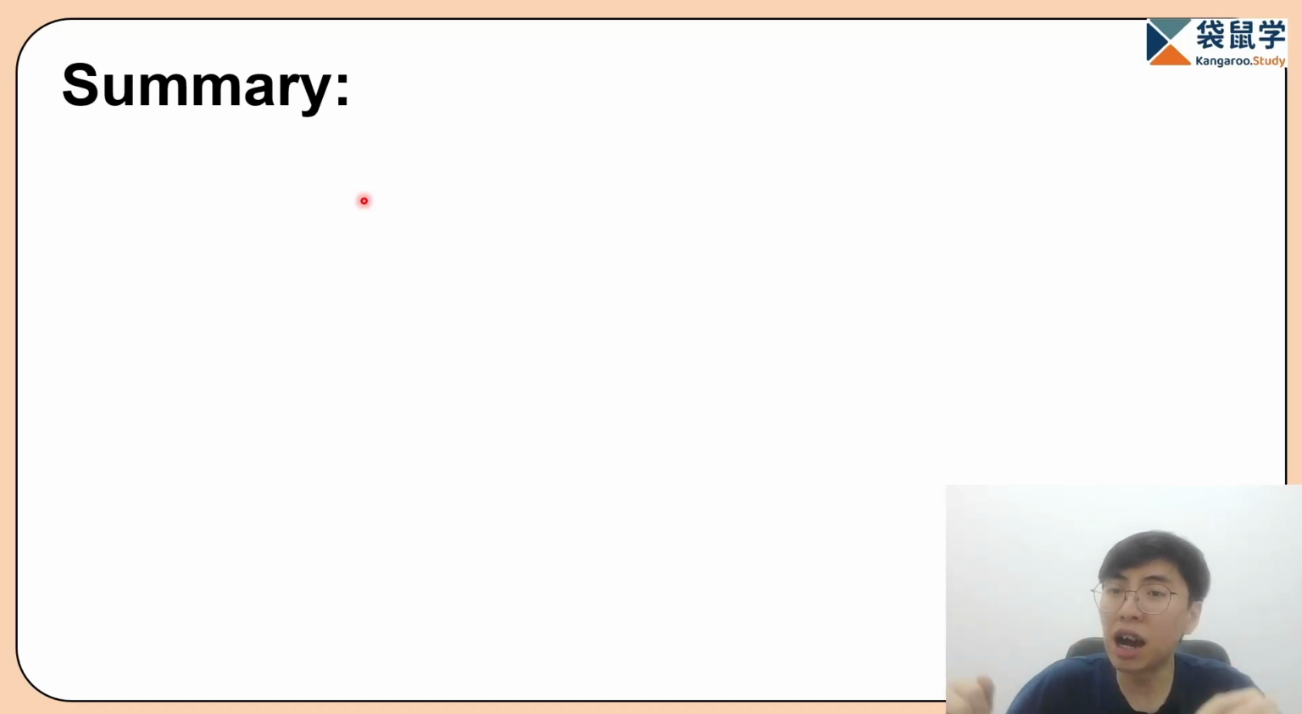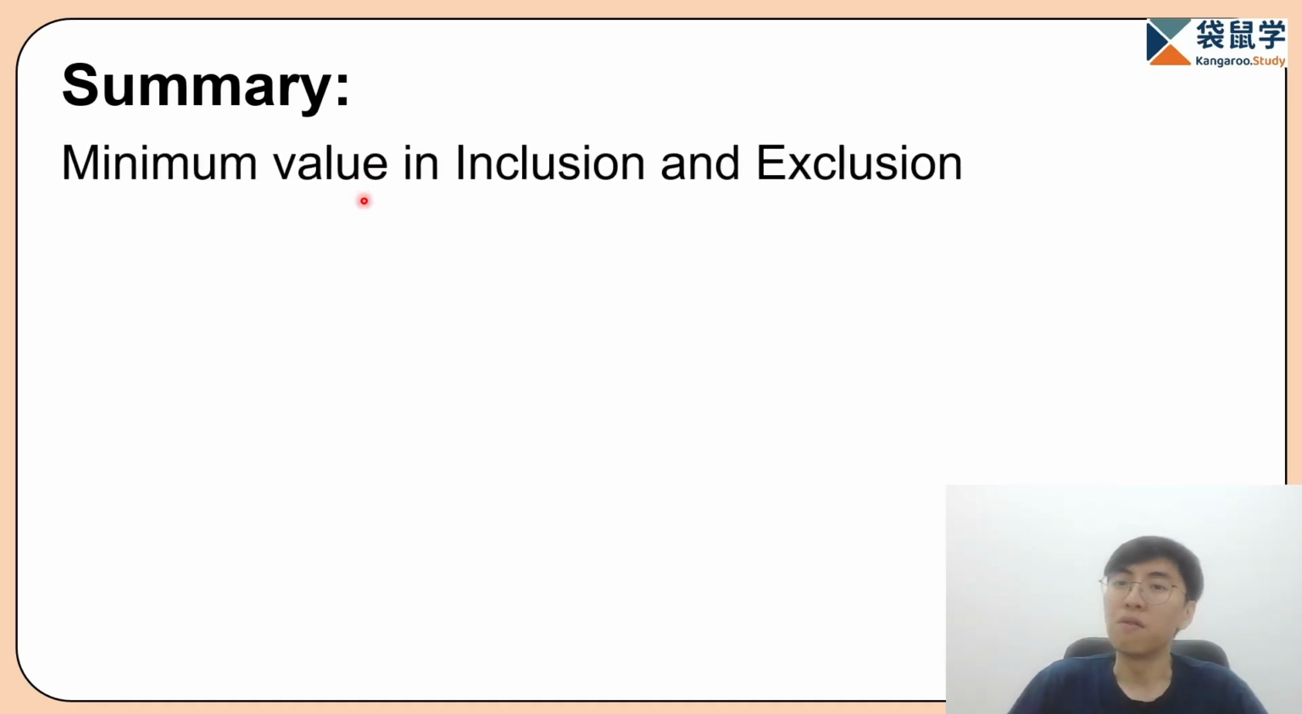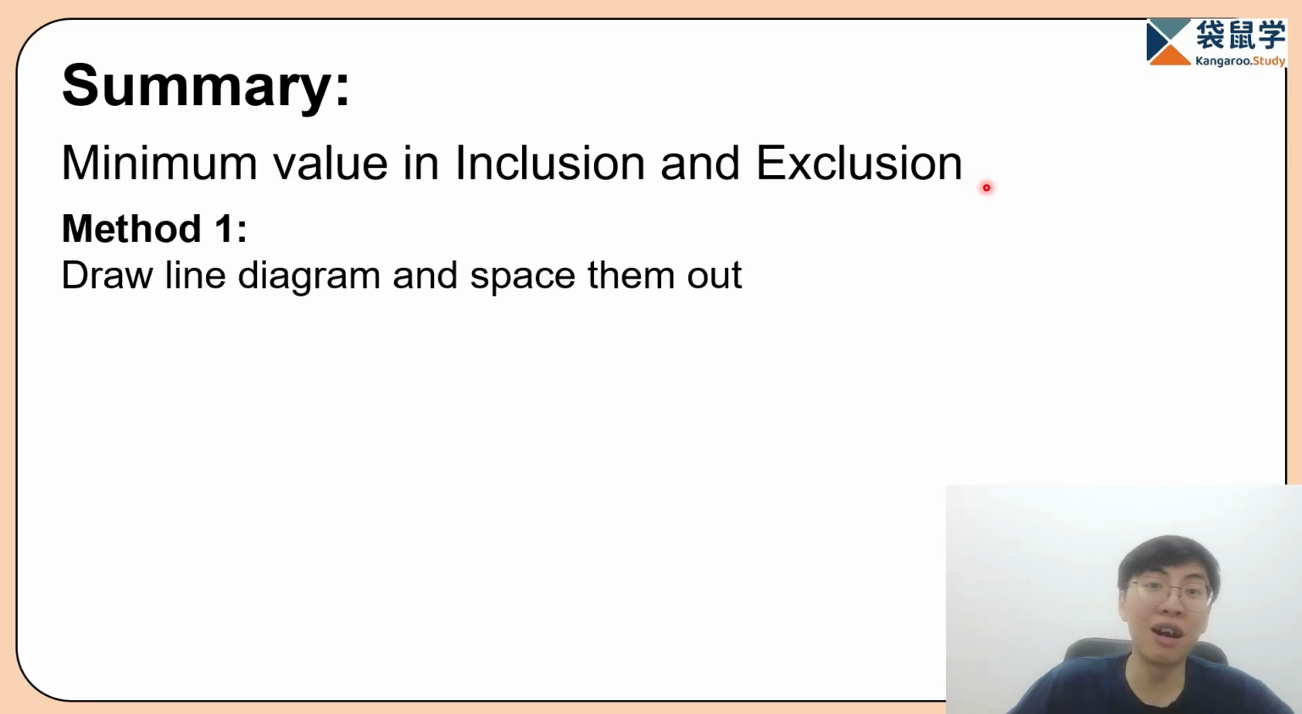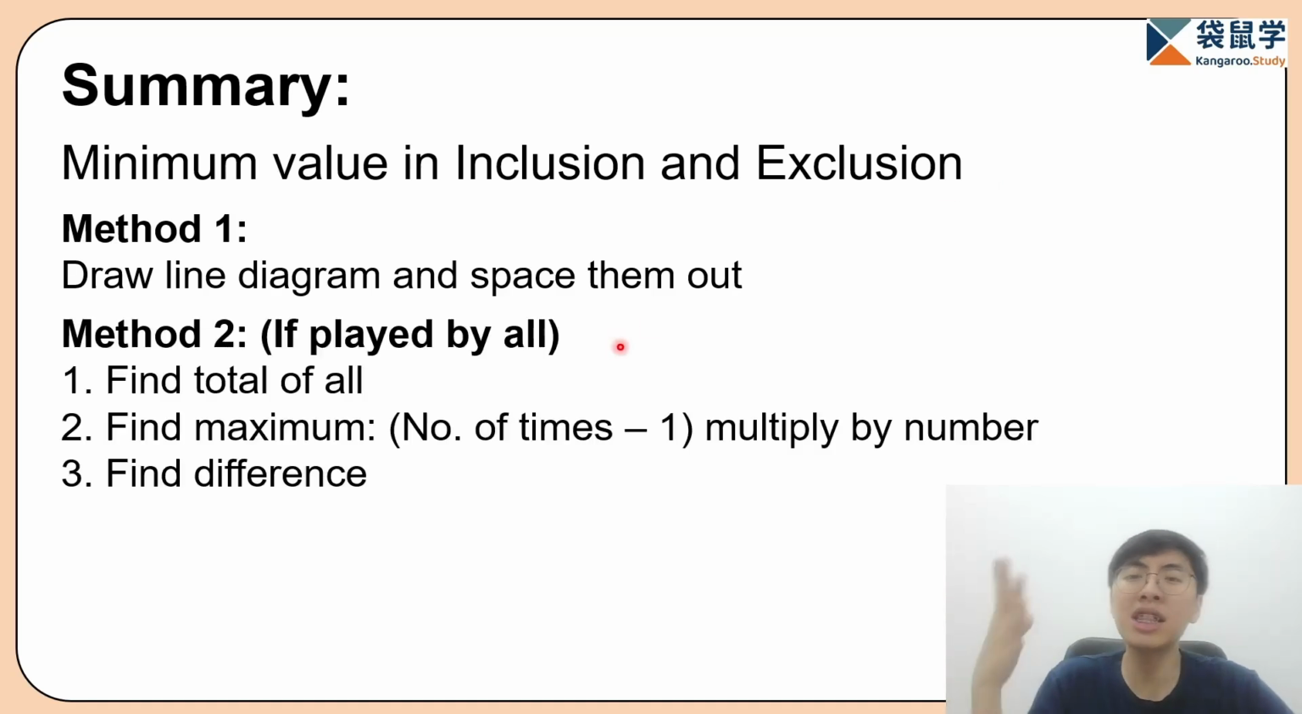Well, if a Venn diagram is not helpful for this type of question, what do we do? When we are trying to find a minimum value in inclusion and exclusion questions, we draw the line diagram and we make sure that the values are as spaced out as possible. But aside from that, there's another method.